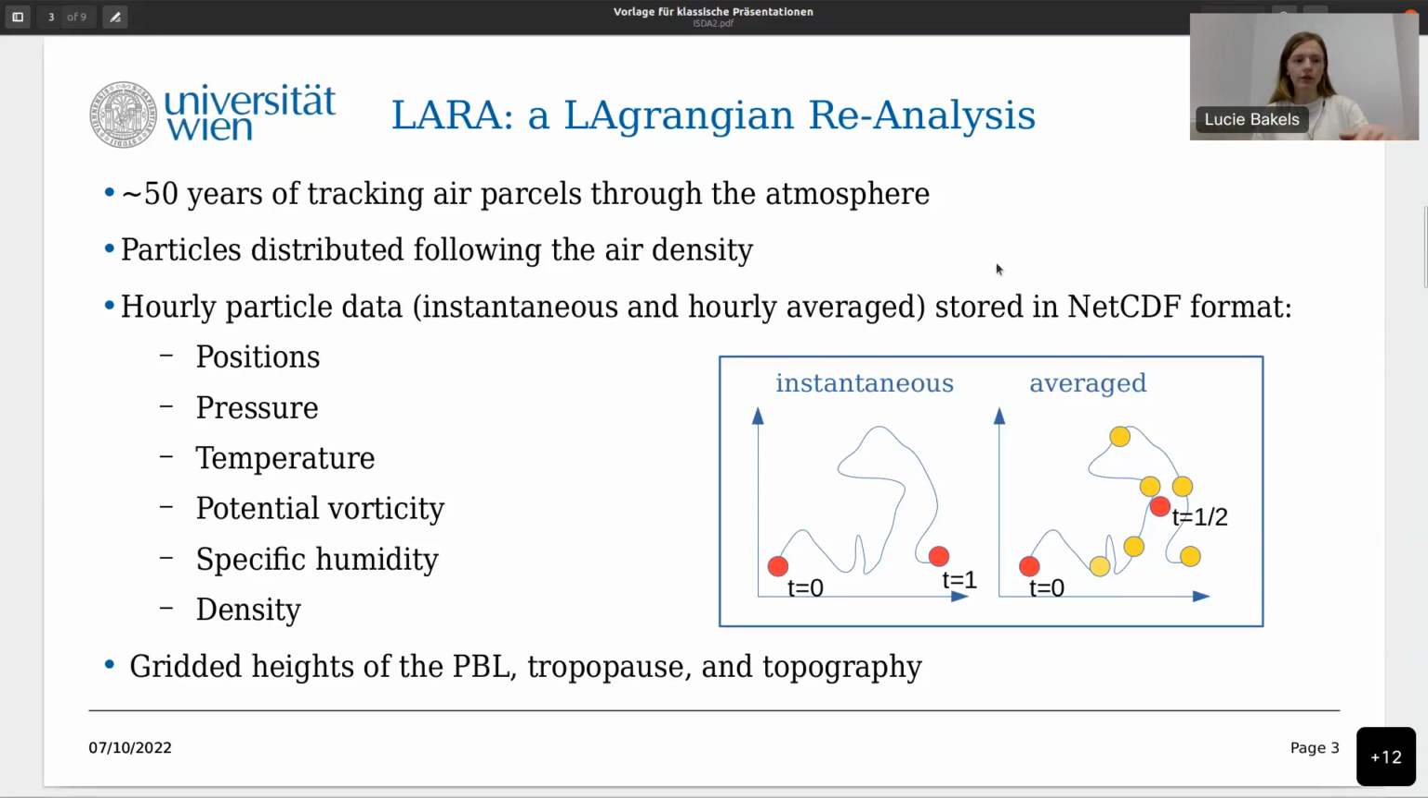In the graph, you can see what this would look like. Instead of having exact values at each time step, as shown on the left, you get the average of all yellow points on the right, so at half of the time step. This information could be important if there's a lot of turbulence, where the instantaneous values are not very representative anymore.